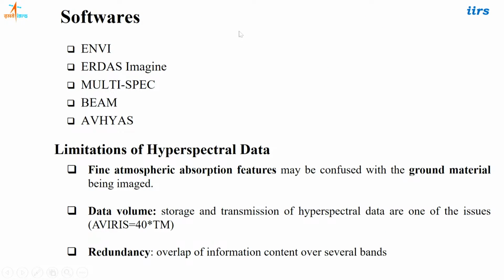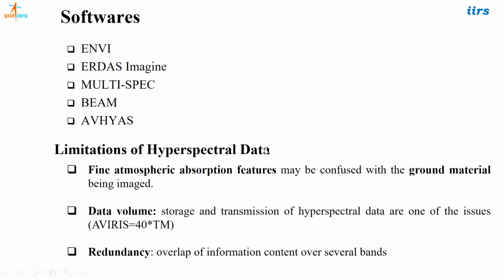So coming to the software, there are plenty of software packages available for classification: ENVI, ERDAS Imagine, MultiSpec, BIM, and Abhyas. ENVI is one of the commercial software packages which has a full-fledged hyperspectral data processing module. ERDAS also has a hyperspectral module. Abhyas is an open source software developed by our ISRO, and with the help of this Abhyas software, many of the data processing steps which I explained to you can be done.